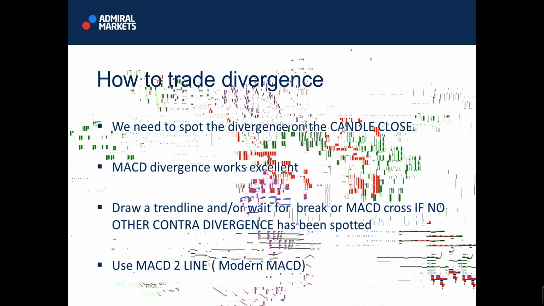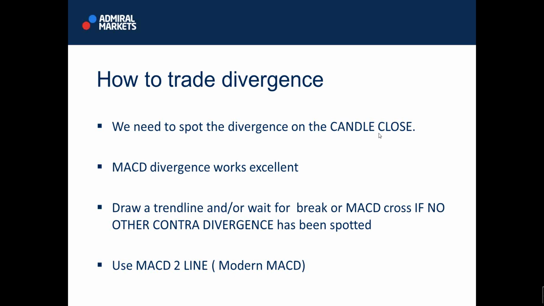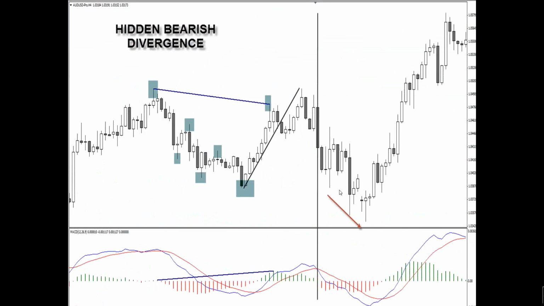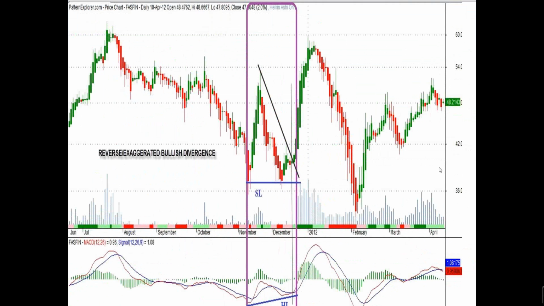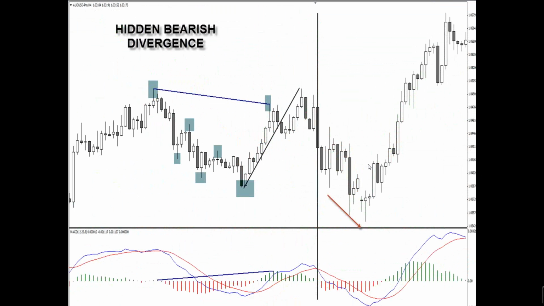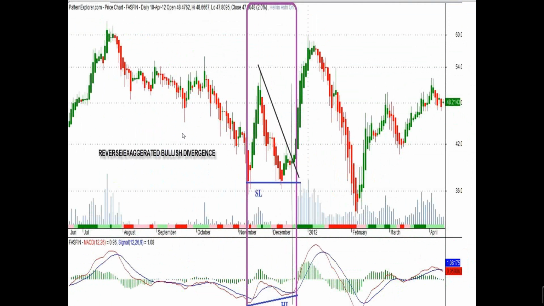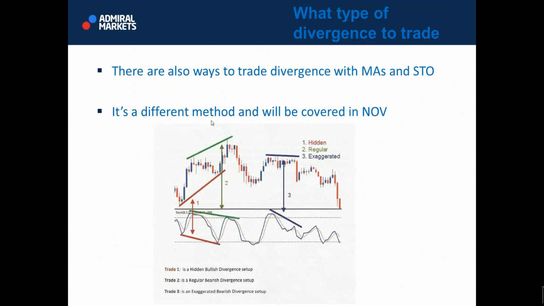Again, always spot the divergence on candle close. MACD will work excellently. You need to draw a trend line, or wait for a break or a MACD cross, and use MACD 2 line. Now, candlesticks are strange. Yes, this is basically just an example of exaggerated bullish divergence. This is not MetaTrader 4, but this can be spotted on MetaTrader 4, but you need to search for it, because exaggerated divergences are not so common, okay?